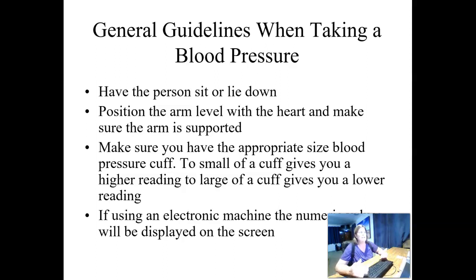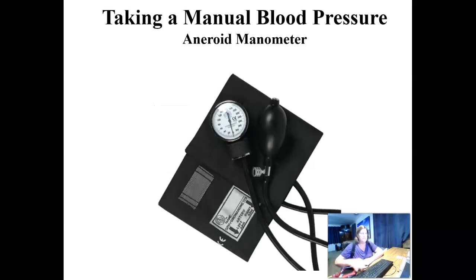If you're using an electronic machine, the numeric values are going to be displayed on the screen, but when we're using a manual blood pressure cuff, you need to be able to read your sphygmomanometer. Now, for state competency, depending on what state you're in, so for California, for us, we have to do manual blood pressure cuffs. So we have to be able to do a manual blood pressure reading.